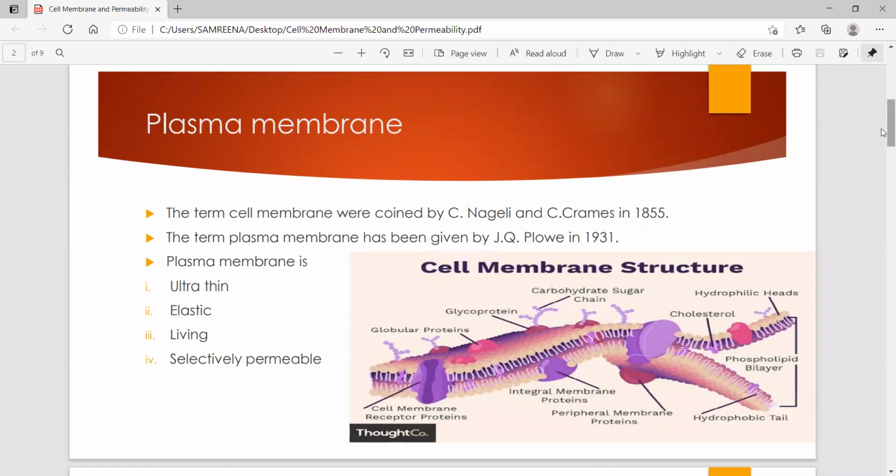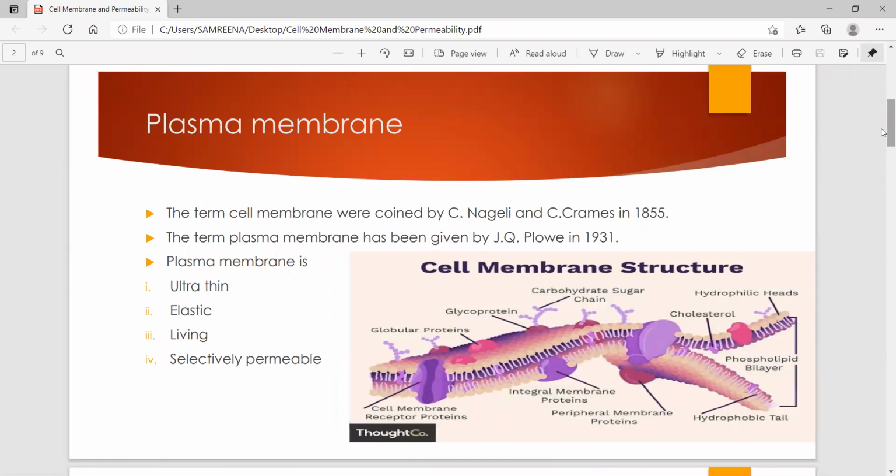So we have two different terms. First, the cell membrane, which was given by C. Nägeli and C. Cramer in 1855. Then the plasma lemma, which was given by Plowe in 1931. These were the terms coined by different scientists.